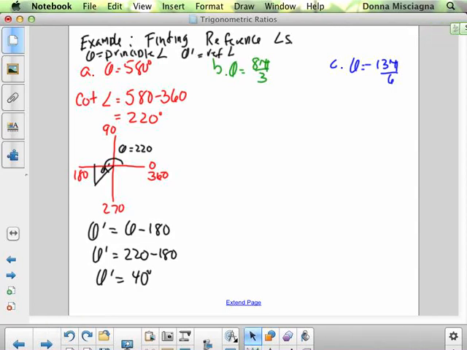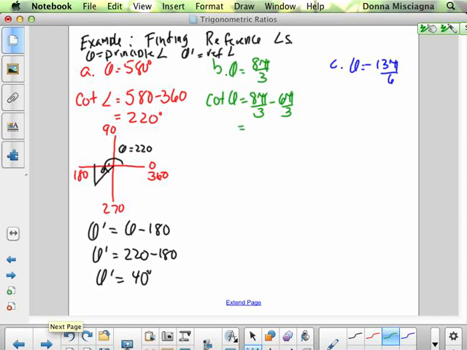All right, let's try the next one. So 8 pi thirds, that's more than 2 pi. We need to find a coterminal angle. So 6 pi thirds would be 2 pi. We're going to subtract 2 pi, or 6 pi thirds, from our principal angle, and now we get our new principal angle at 2 pi thirds.